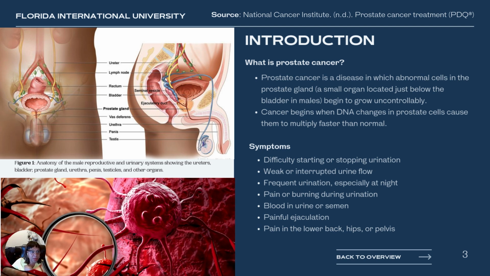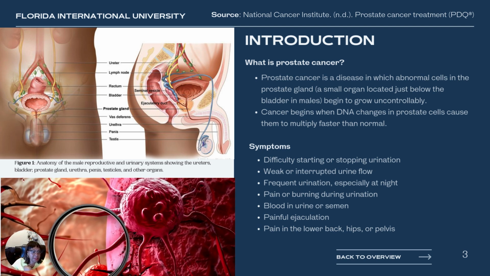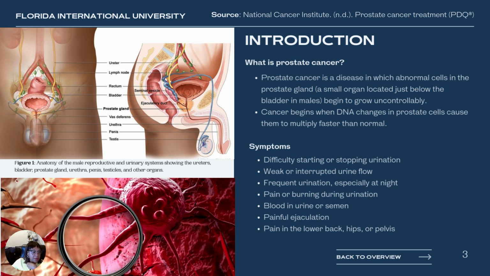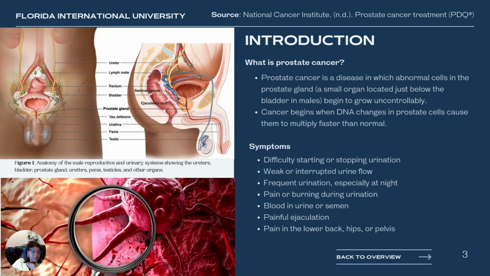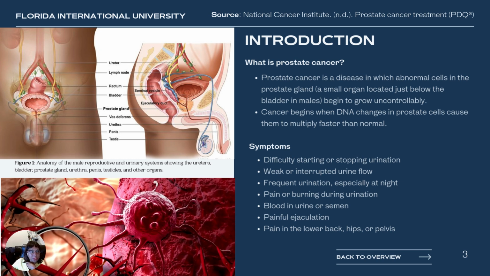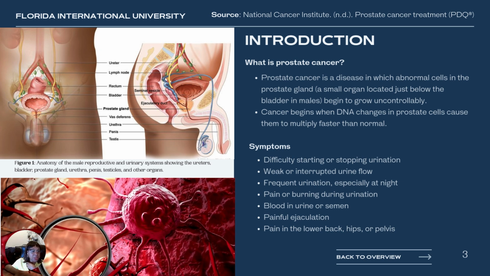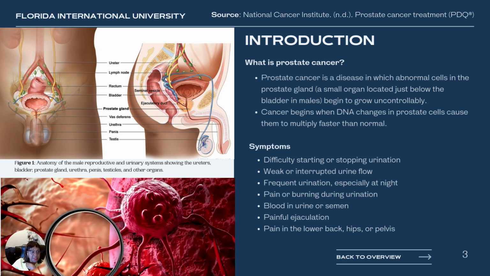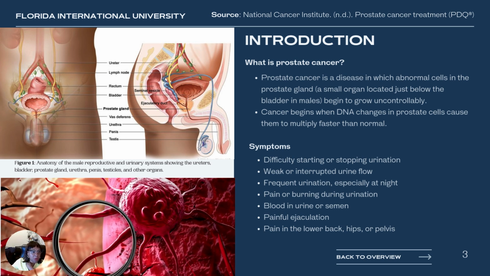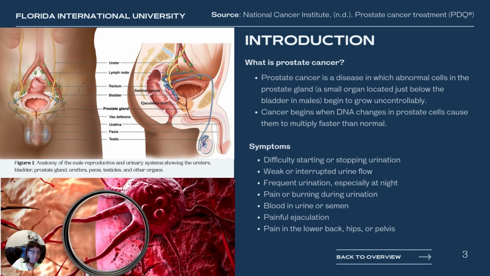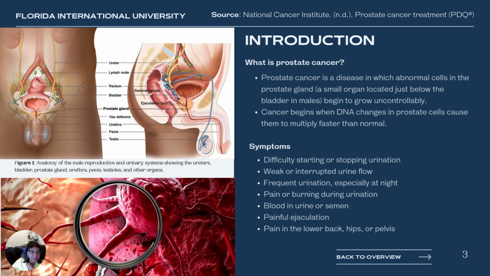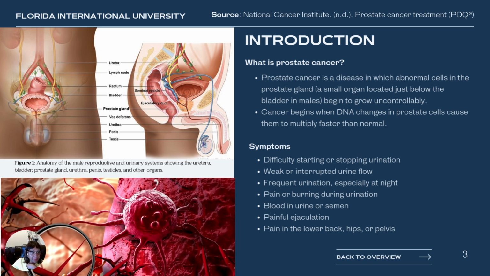So here you can see that depicted in Figure 1, which is the anatomy of the male reproductive and urinary system, showing the bladder, the prostate gland, the urethra, the penis, the testicle, and other organs. All of these organs are impacted by this disease.